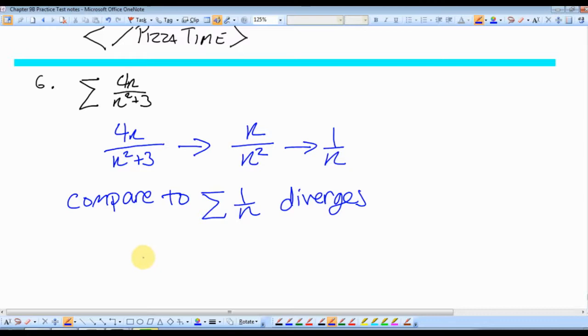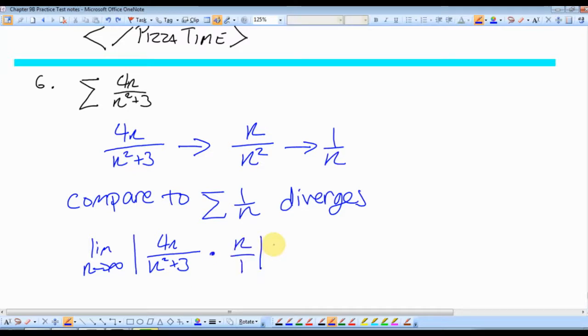The only time we do endpoint tests is for ratio tests, right? Take the limit as n approaches infinity of 4n over n squared plus 3 times n over 1, which is the reciprocal of the series I'm comparing it to. Should I write it the other way, with the division, 1 over n? No, we're good. It doesn't really make a difference, right?